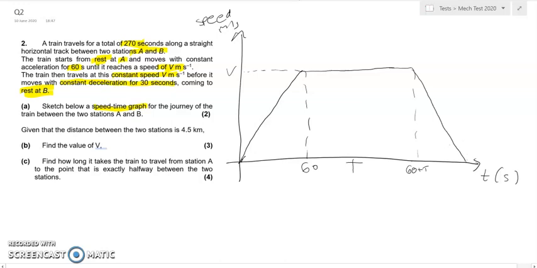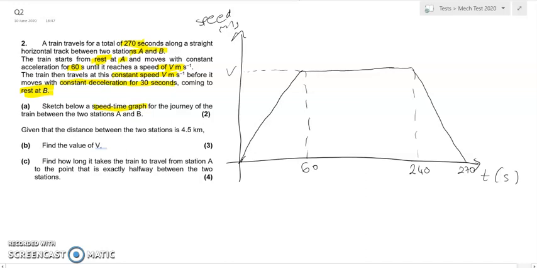And if it decelerates for 30 seconds, then this time here is 270 seconds. Because we know it decelerated for 30 seconds, I can get rid of this value here and say that that's 240 seconds. And we know that this t value, for which it remained at constant velocity, is actually 180 seconds. That's your 2 marks there. So we need to label our axes and put our values 60, 240, 270 and v on there.